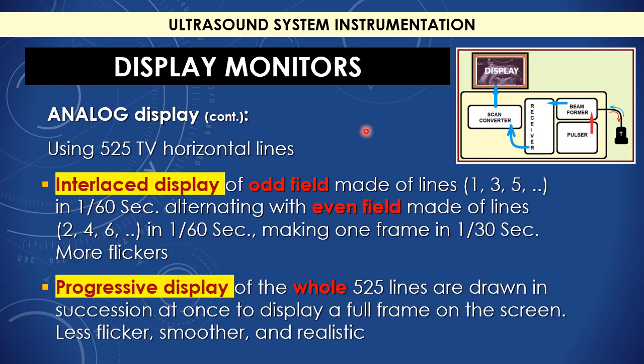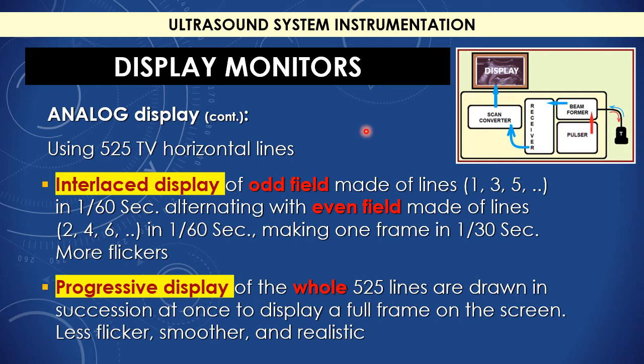So these two fields are interlacing. It means that, at the end, odd field and then even field, I will get frames. The disadvantage of this technique is that it is usually associated with flickering, so the display is not pleasant to the eye.